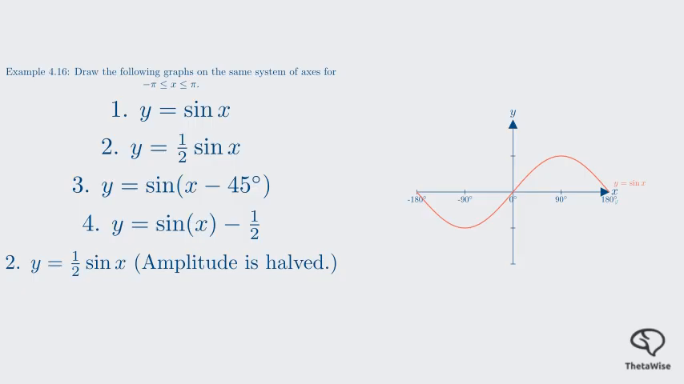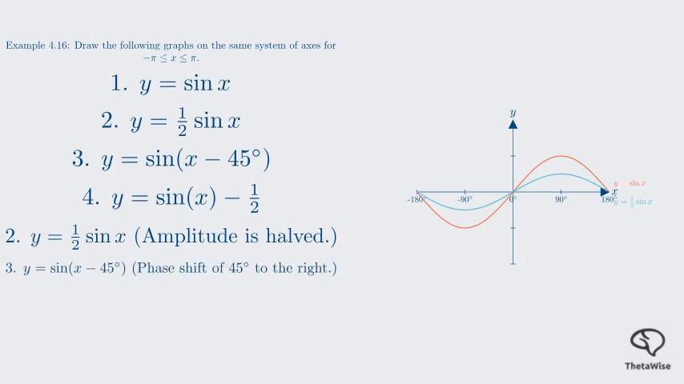To graph this, we take the red graph and multiply every vertical value by 1/2. The maximum at 90 degrees goes from 1 to 1/2. The minimum at negative 90 degrees goes from negative 1 to negative 1/2. This gives us a shorter wave. Let's draw it in blue.